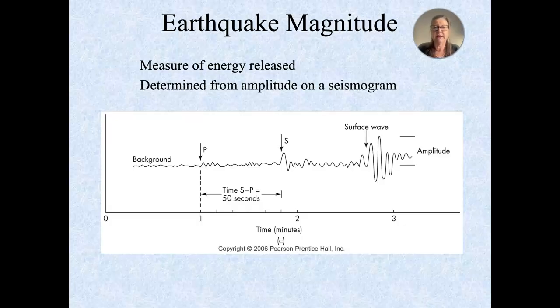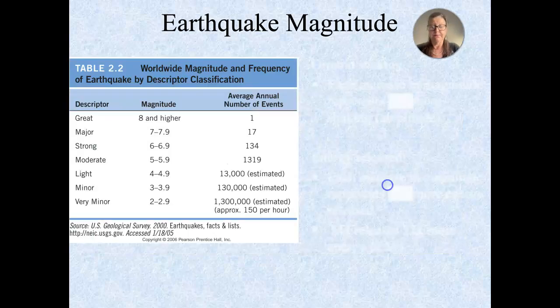This is determined by looking at the seismograms. So this reading here of the squiggles is a seismogram, and you look at the amplitude of the largest waves. We're not going to talk about these different waves in this class, but here you can see the amplitude seems to be largest over here with something called a surface wave. And so they would measure that, and that would tell them about the energy released.